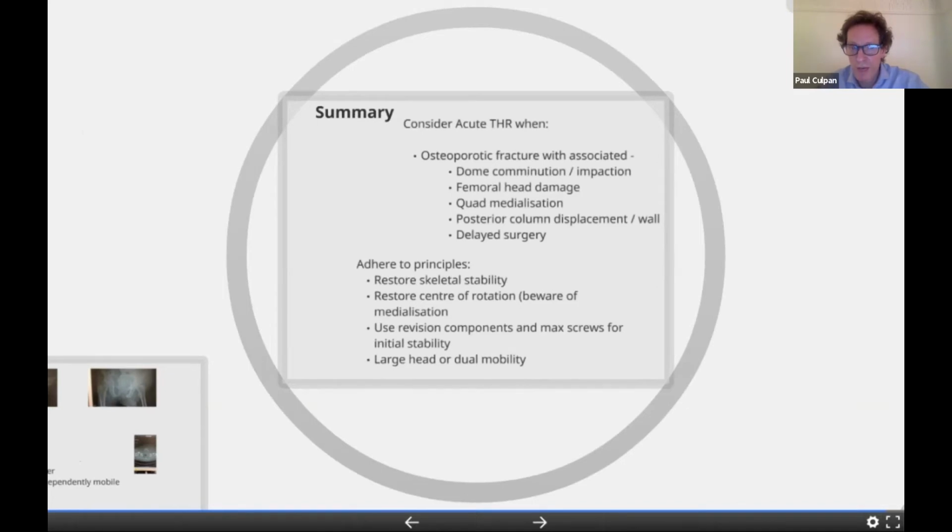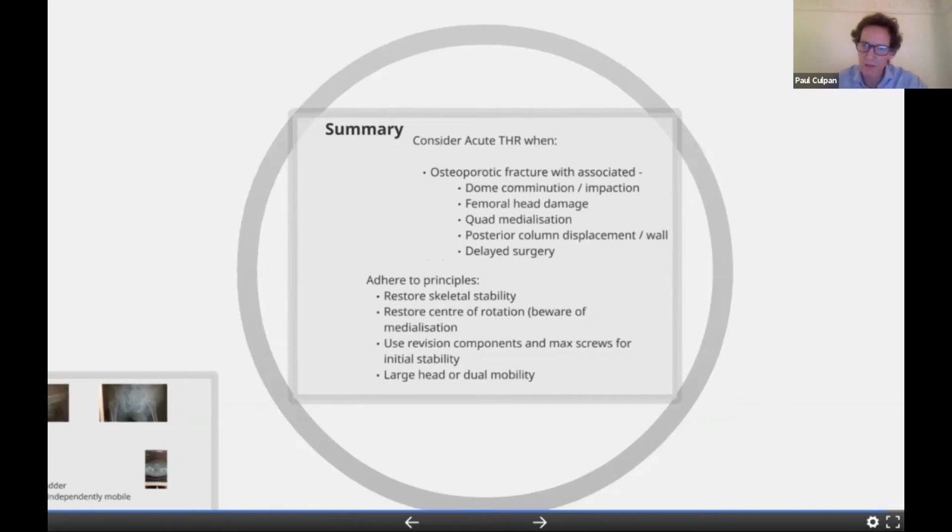So in summary, I'm a strong proponent of acute total hip replacement in association with osteoporotic fractures when we're seeing the indicators of poor prognosis: dome comminution, femoral head impaction, quad medialization, posterior column and wall displacement, and delayed surgery. Adhere to the principles of maximal skeletal stability, restoration of anatomy, and beware of the medialization. We want to restore the center of rotation to where it's meant to be. With the use of revision components, together I think this can deliver really very good results.